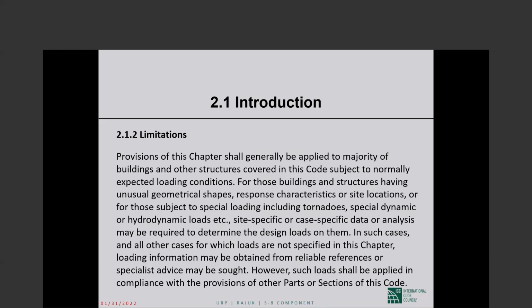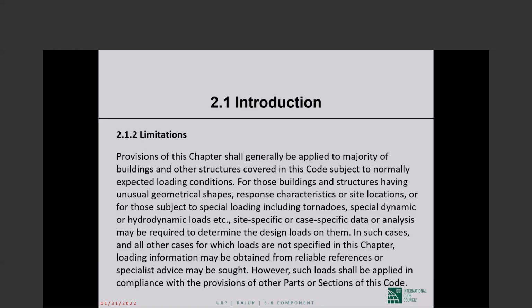So then you have to go beyond the code. You may require local data. Okay, so the code is for buildings subject to normal loads, or whatever normal may be.